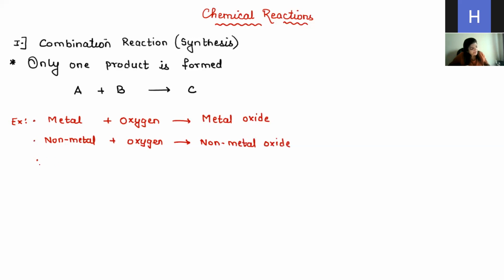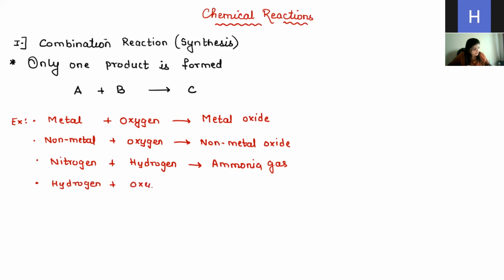Then we have, let's say, nitrogen plus hydrogen gives ammonia gas, which is NH3. So this is also one single product. Hydrogen plus oxygen gives water.